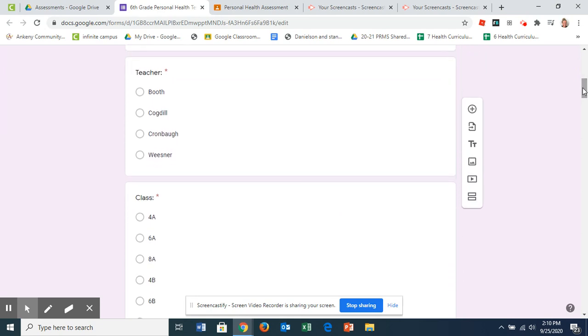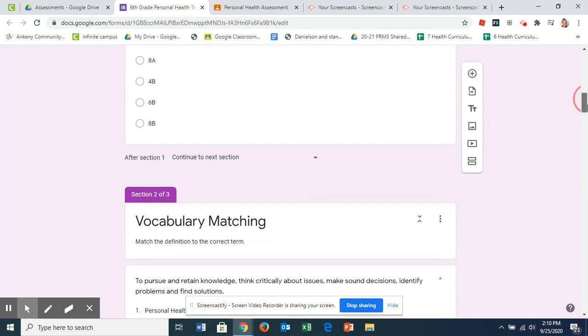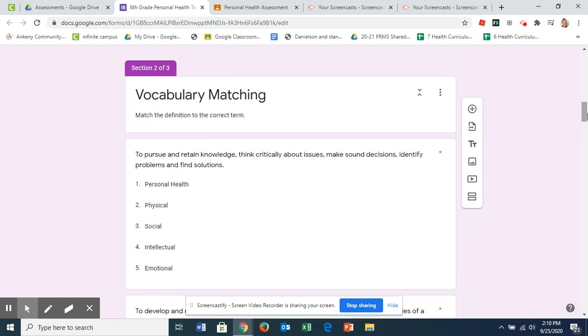Then you will come down to the teacher. And whoever your health teacher is, you are going to click on the appropriate health teacher that has you. Same with your class. If you are in, for example, fourth period on day A, you are going to choose 4A. So please click on the correct class, and then you will come down to section 2. If you need to pause this video at any time, please do so.